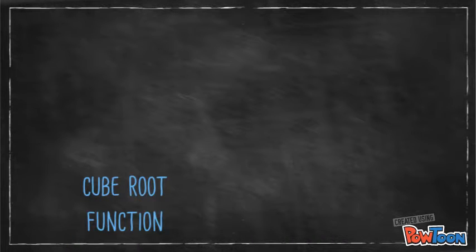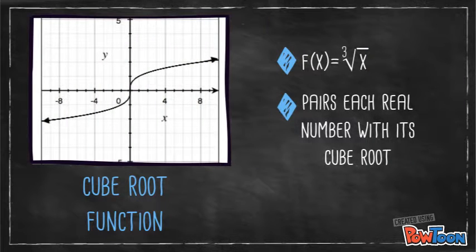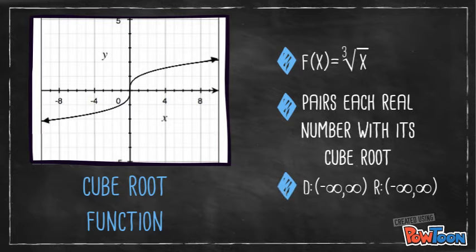The cube root function is f of x equals the cube root of x, which pairs each real number with its cube root. The cube root function can have any real number as its input and output, making the domain and range negative infinity to positive infinity.